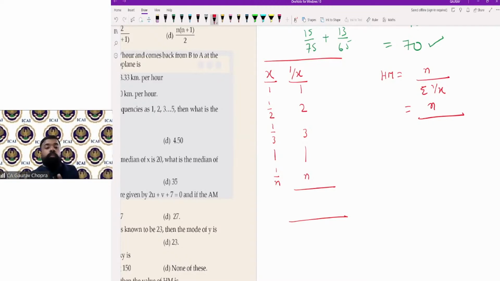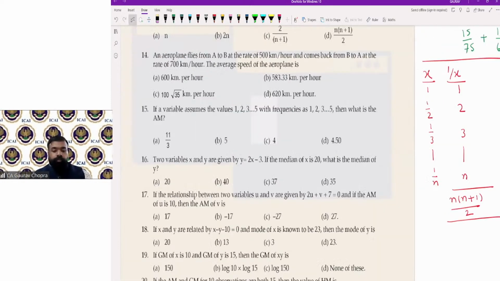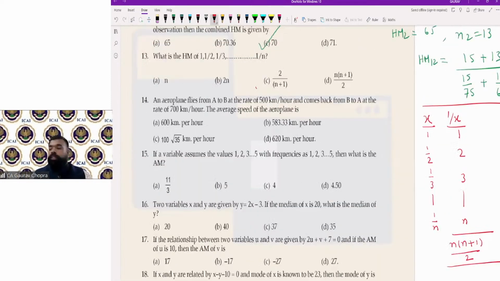So it is the sum of first n natural numbers. The sum of n natural numbers is n into n plus 1 divided by 2. So n into n plus 1 upon 2. N will be cancelled, so the result will be 2 upon n plus 1. So option number C is correct.